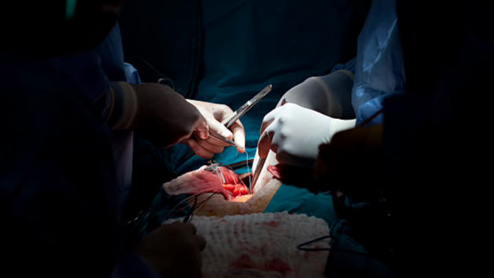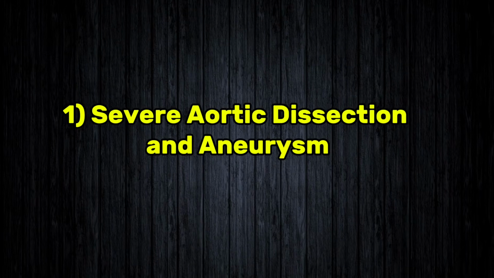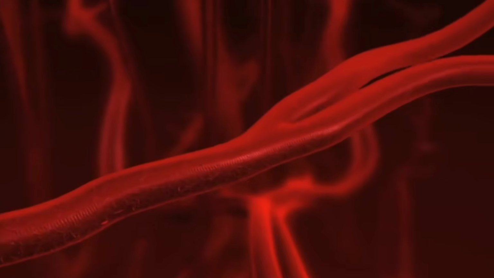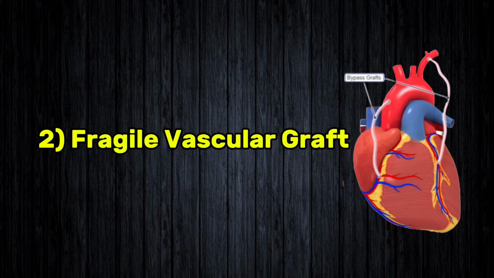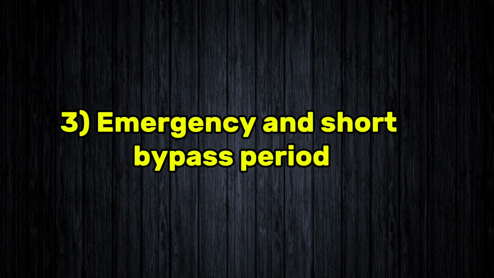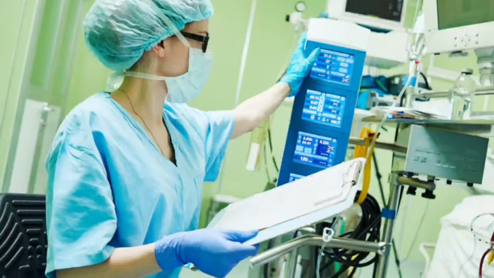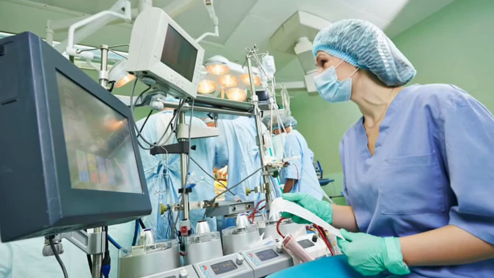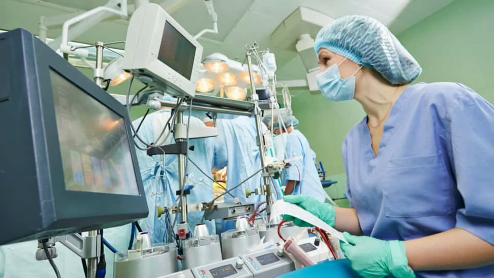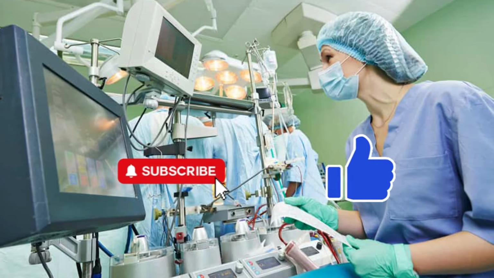Now, when should we avoid pulsatile perfusion in CPB? Patients with severe aortic dissection or aneurysm, because the pulsatile high pressure wave may worsen the condition. Second is patients with fragile vascular grafts, because pulsatile flow can stress the vessel wall. Third, in emergency and short bypass cases. In short bypass cases, there is no shown benefit of adding this complexity to CPB. Ultimately, whether to use pulsatile perfusion or not depends on the patient, the type of surgery, and the perfusionist's judgment.